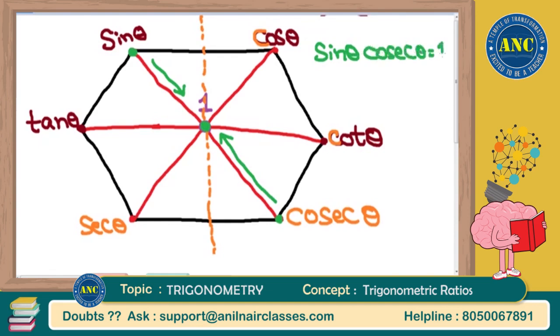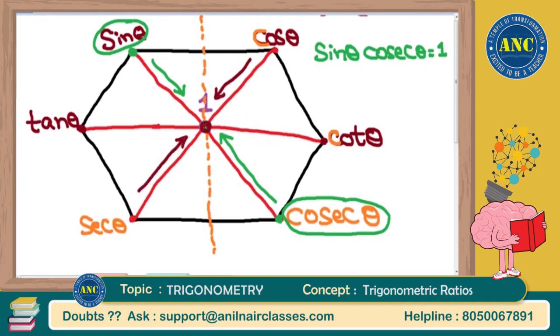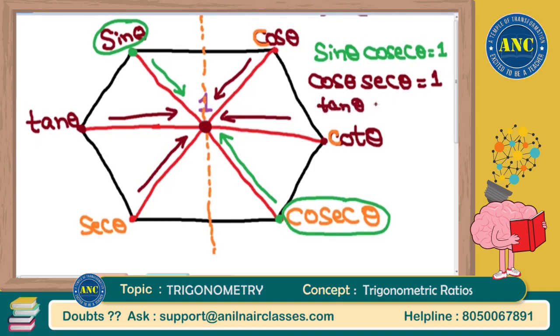The product is 1 because they are in a reciprocal relation, or in other words, the opposite vertices form reciprocal values. Similarly, cos theta is coming like this, secant theta is coming like this. They both combine here at 1, which is the midpoint. Cos theta into secant theta, again the product is equal to that middle value 1. And the last one is tan theta into cot theta. What is the reciprocal product? Product is equal to 1.